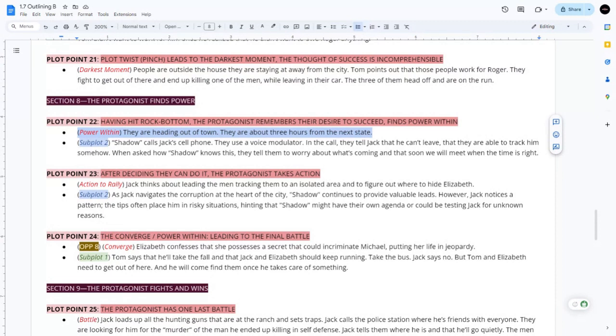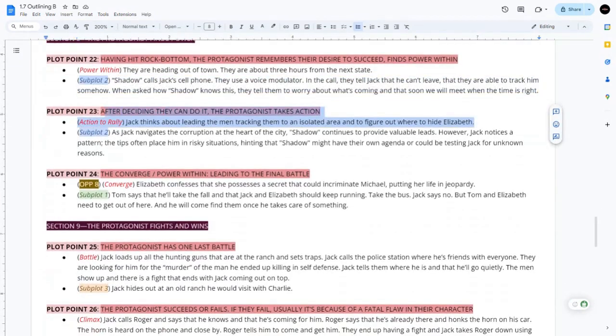They are heading out of town, about 3 hours from the next state. We get another subplot from the Chateau. Chateau calls Jack's cell phone using a voice modulator. In the call, they tell Jack that he can't leave, that they are able to track him somehow. When asked how Chateau knows this, they tell them to worry about what's coming and that soon we will meet when the time is right. So now Jack knows leaving the city doesn't matter because they could track them.